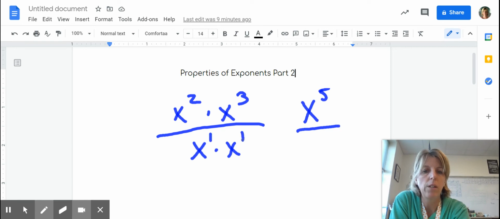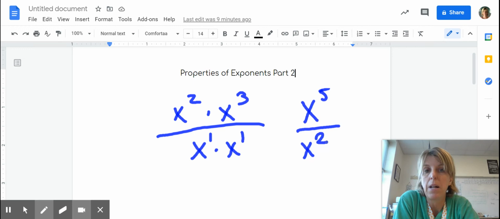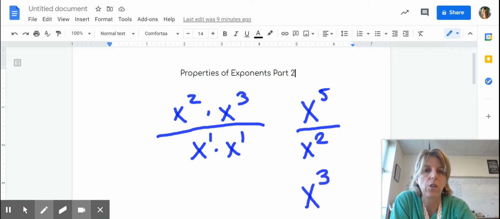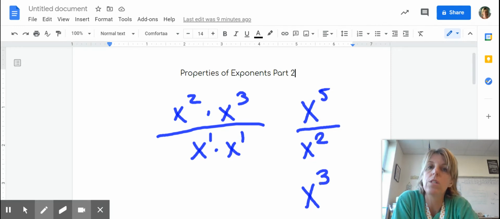These have invisible 1s, so it's going to become x squared. But then I'm not done, because what did that just turn into? X to the 5th over x squared is x to the 5th divided by x squared, which is going to become x to the 3rd, because when you divide, you subtract, right? When you divide, you subtract. So that's 5 minus 2, which gives me x cubed.